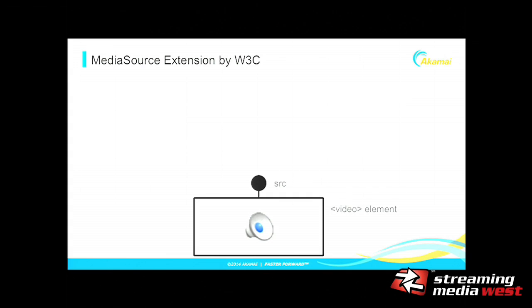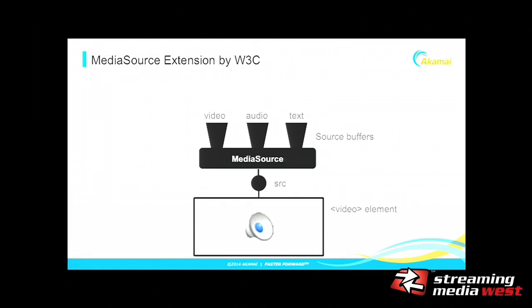So here's our same video element with the same source object. Now I can create a new virtual object in JavaScript. It's a real JavaScript object, media source. And that media source has buffers on it. And I've drawn them as sort of hoppers in a grain silo, because that's pretty much what they are.